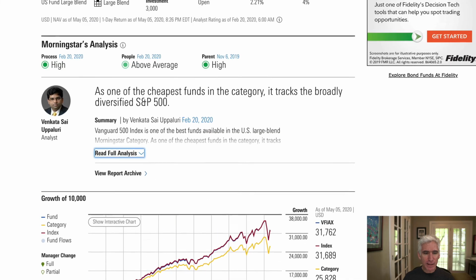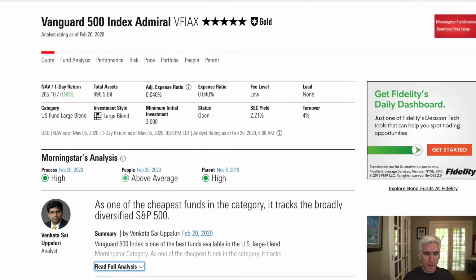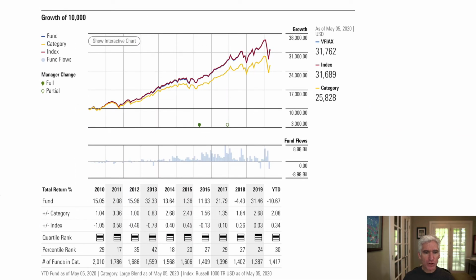And again, keep in mind, this is just a snapshot. In future videos, we'll be looking at performance in more detail. But what Morningstar does, as you can see, is offer a chart that shows the growth of 10,000. What does that mean? Well, the idea is if you invested $10,000 10 years ago, what would it be worth today? And how does that compare to the fund's index, the closest index that it tracks, as well as the category? Now, the category is something that Morningstar defines.